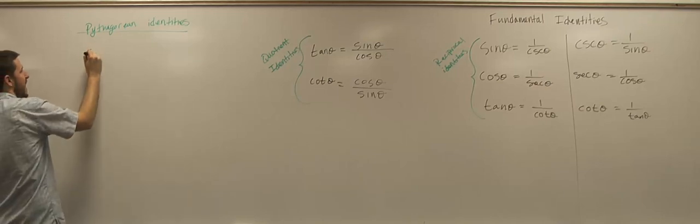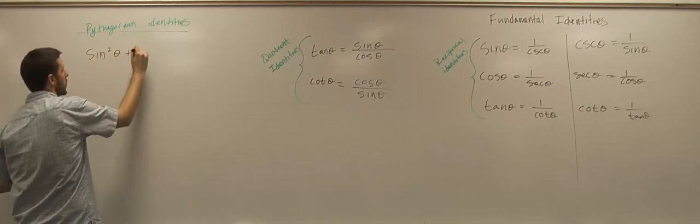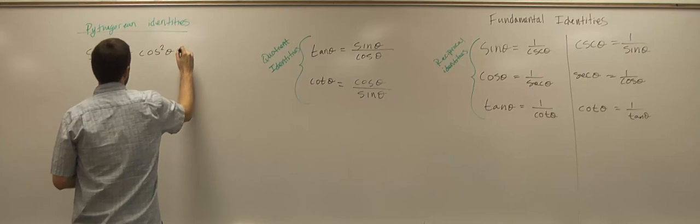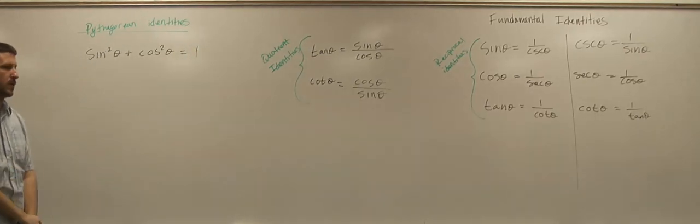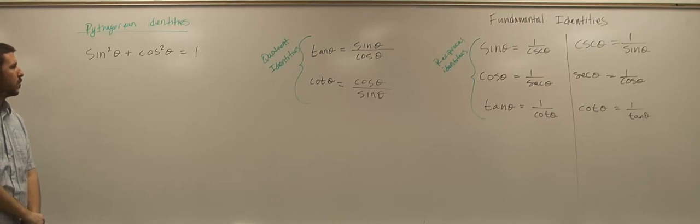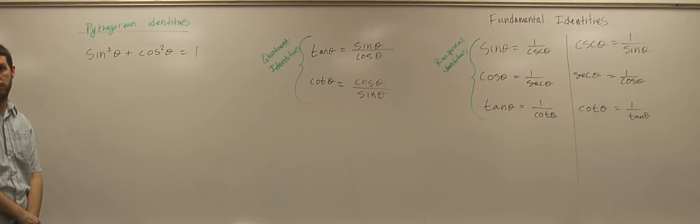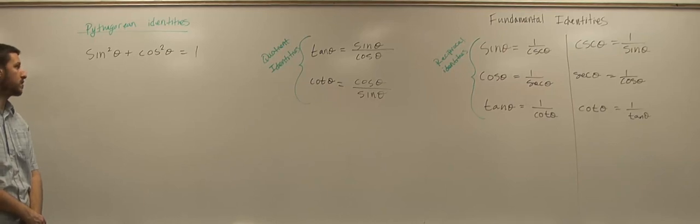The first one says that sine squared of theta plus cosine squared of theta equals 1. Do you know why this is true? No, sine and cosine are in no way inverses. They're co-functions, but that doesn't come into play here.